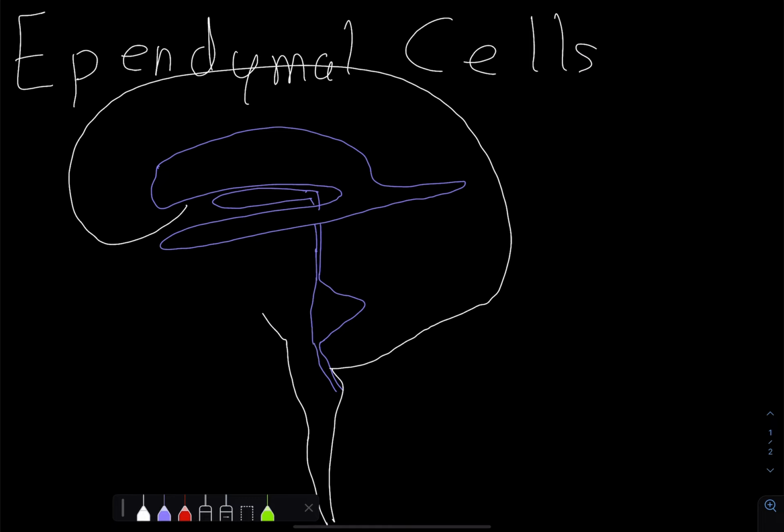So here's the pons. And don't worry if you don't know all the neuroanatomy. You'll learn it eventually. But that's basically what the ventricular system looks like. So these ependymal cells are going to be lining the whole ventricular system. All these spaces on the inside are going to be lined with ependymal cells.